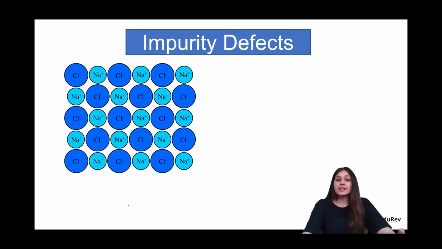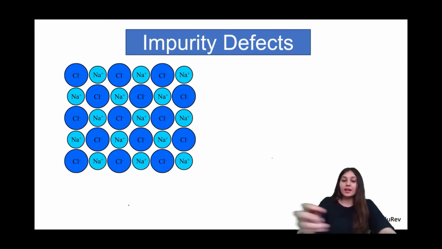All right. Next, we have impurity defects. The second type of defects is called the impurity defects. Now, this is what an NaCl crystal looks like. Okay, so we have Na and Cl. The stoichiometry is something like this: NaCl. Na is having +1 charge and Cl is having -1 charge.